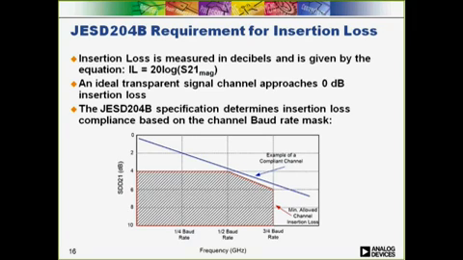The JESD204B specification determines insertion loss compliance based on the mask shown here. Insertion loss should be measured at 1/2 and 3/4 of the baud rate to determine compliance to the JESD204B spec. The idea here is that if you have a compliant channel along with a compliant transmitter and receiver, then no emphasis or equalization will be needed in order to obtain a bit error rate of better than 1 × 10⁻15.